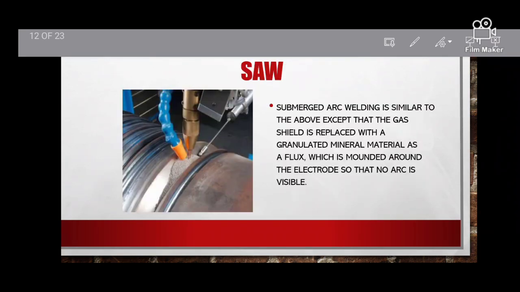SAW. Submerged arc welding is similar to the above except that the gas shield is replaced with granulated mineral material as a flux, which is mounded around the electrode so that no arc is visible.